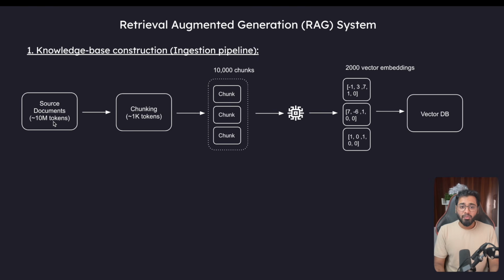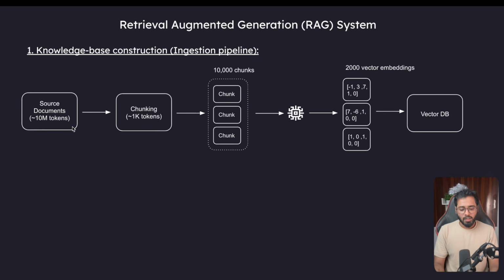So at the start, we have the source documents right here. You can think of it as a lot of PDFs or CSV files or PPTs of a company. So this is the entire knowledge base. And these source documents cumulatively have 10 million tokens. This is just an arbitrary random number at this point, but you can just consider it to be a lot of documents.